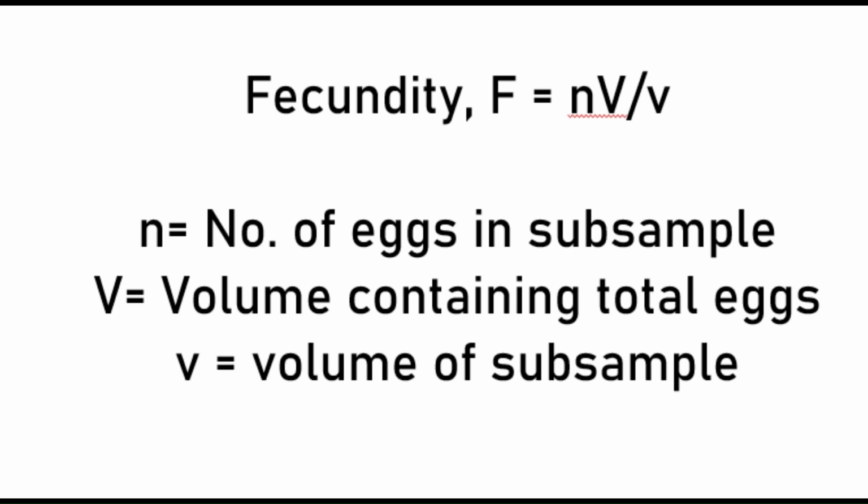Here, fecundity F is equal to N into capital V divided by small v. N represents the number of eggs in the subsample. Capital V denotes the volume which contains all the total eggs. Small v represents the volume of the subsample.